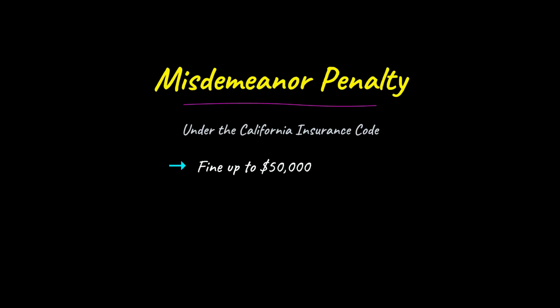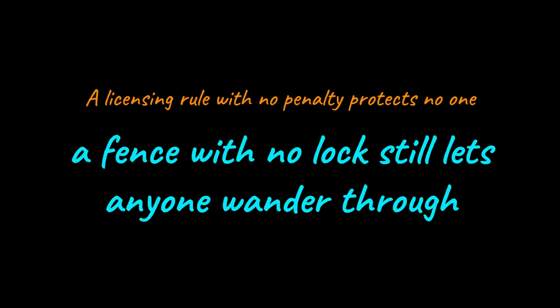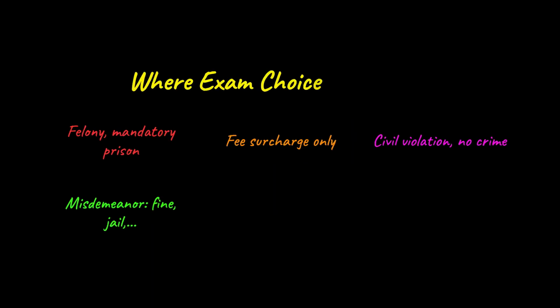Transacting insurance without a valid license is a misdemeanor, punishable by a fine up to $50,000, up to a year in county jail, or both. That combination of real money and real jail time shows how seriously the state treats the offense. The penalty exists because licensing protects the public, ensuring people transacting insurance are qualified, honest, and accountable. Without meaningful punishment, the incentive to skip education, exams, and oversight would be far too strong.